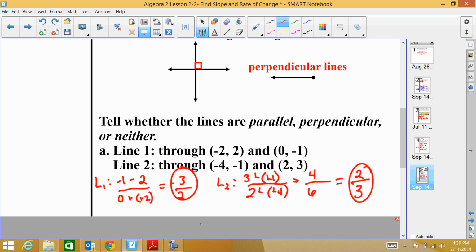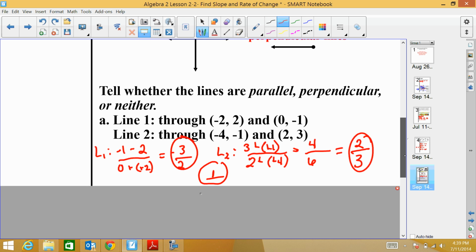Now, are those the same? No, so they're not parallel. Are they opposite reciprocals? Yes, they are. So these are perpendicular. And here is the symbol for perpendicular. So if you want to use that instead of writing the whole word, you can do that.